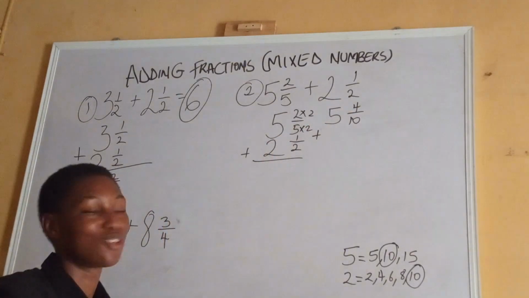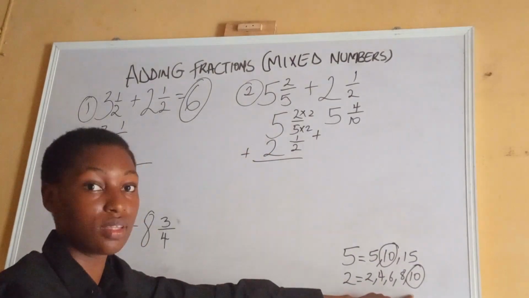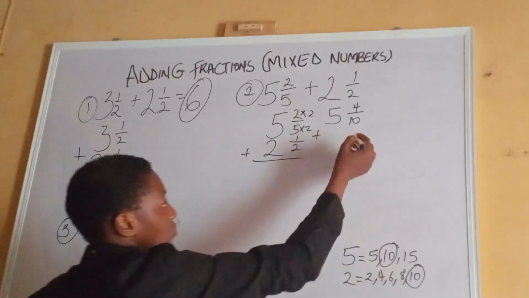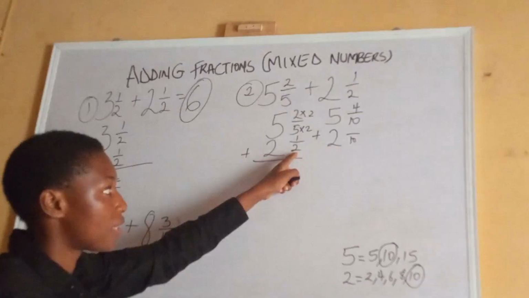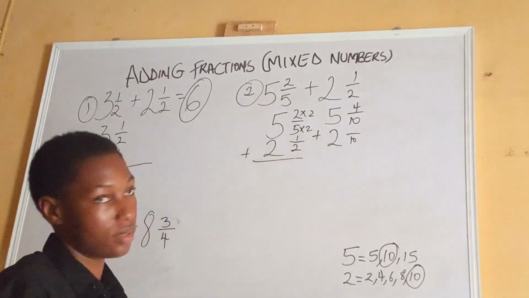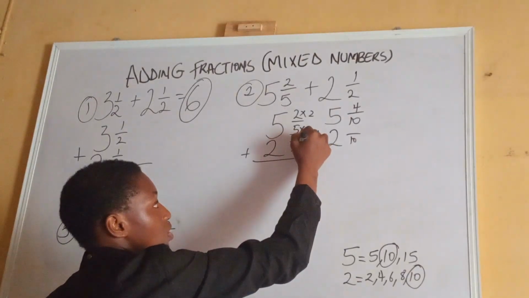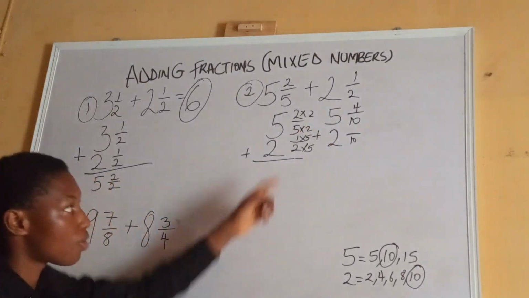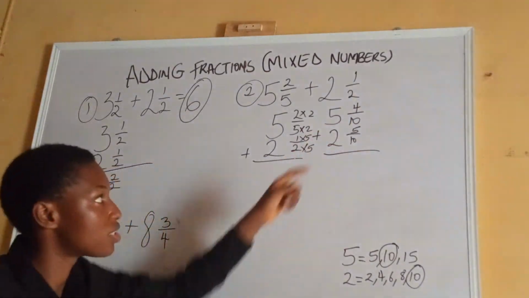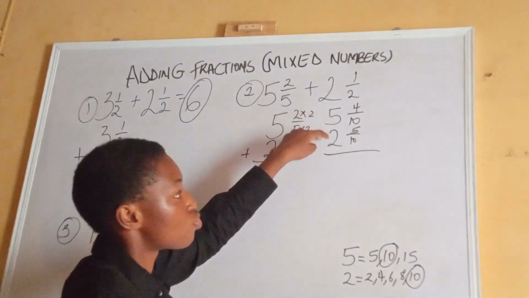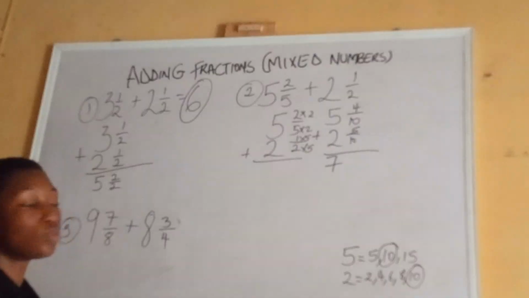Plus, don't forget your addition, plus. Now, we have 1 over 2, but we need to make it the common denominator 10. What can you multiply 2 by that will give you 10? 5 times 2 is 10. So, you multiply the denominator by 5 and also the numerator by 5 too. So, you have 5 times 1, which is 5, all over 10. Remember you're still going to add the whole numbers 5 plus 2, that's 7. So, you have 7 whole number.